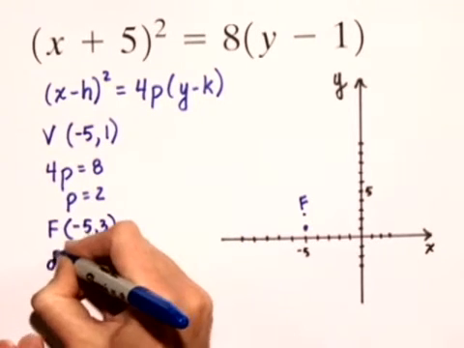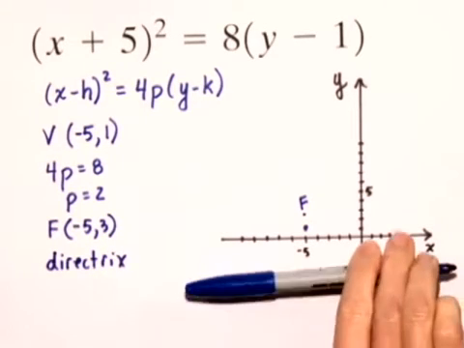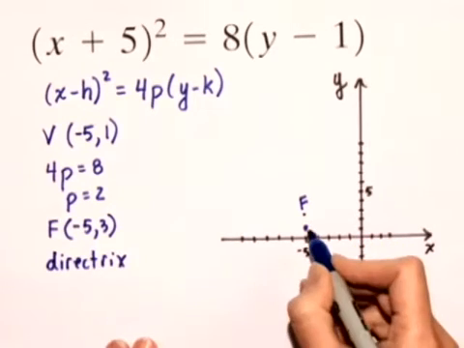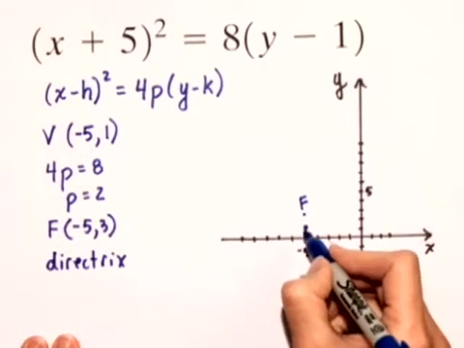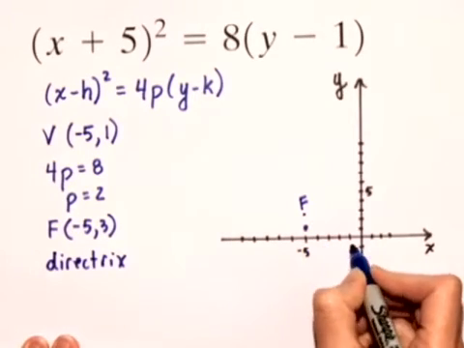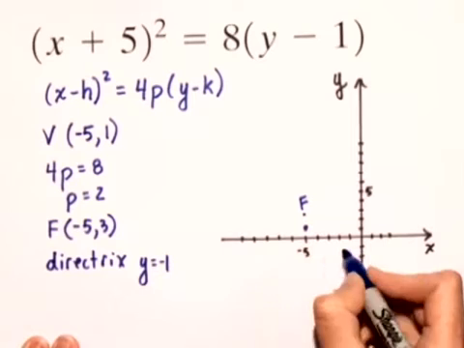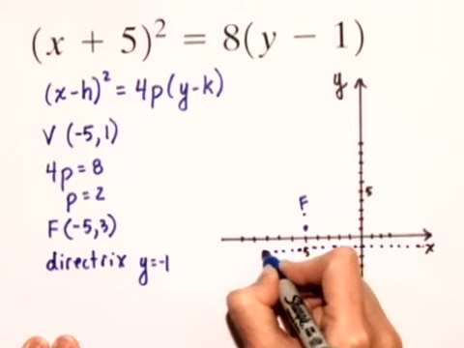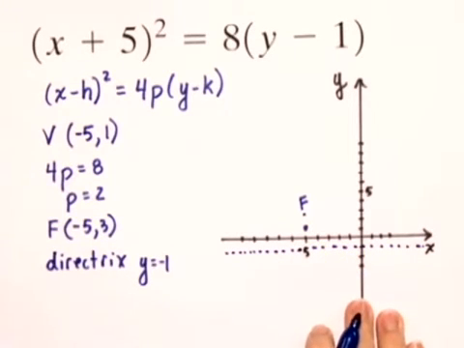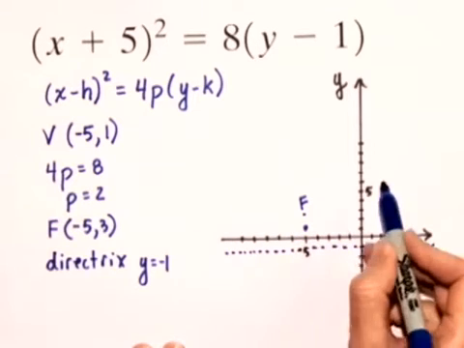The directrix, which is just the line that runs perpendicular to the axis of symmetry, is exactly p units below the vertex. So our directrix is 2 units below the vertex, so it's really located at y equals negative 1, and it's the line going through negative 1 on the y-axis. So the directrix is a horizontal line going through y equals negative 1. The focus is located 2 units above the vertex, and we know that this parabola opens up.